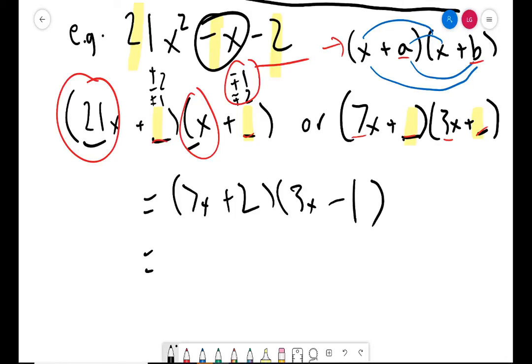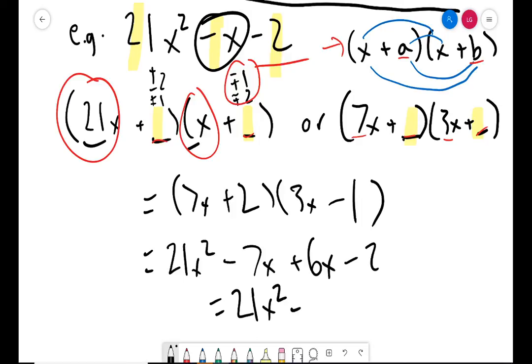Well, 7x times 3x is 21x squared. Okay, not surprised by that. 7x times negative 1 is negative 7x. 2 times 3x is plus 6x. And 2 times negative 1 is minus 2. That looks very good. So I'm confident that I found the correct factoring there.